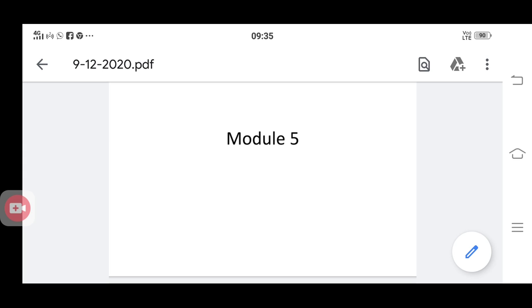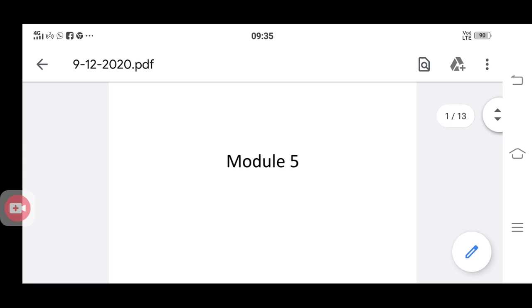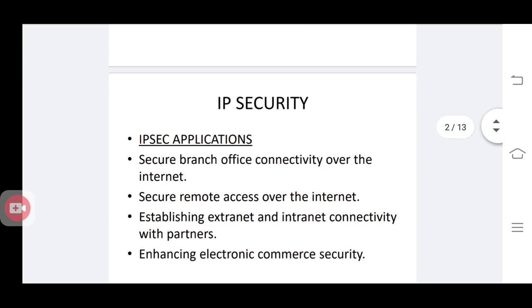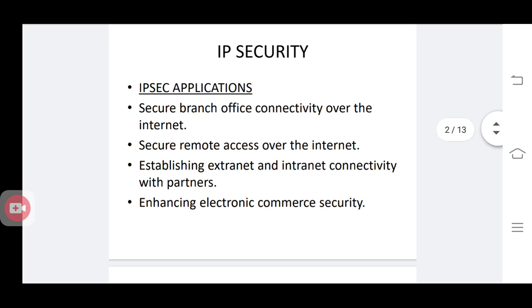Everyone. Today we will study the next portion, that is IP security. You have already studied email security, and what protocols or standards are used. One is PGP and another one is S/MIME. So next you have to study IP security.